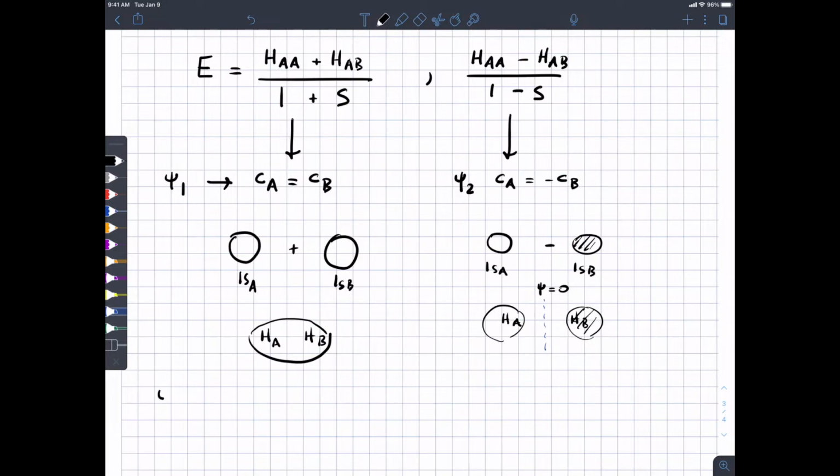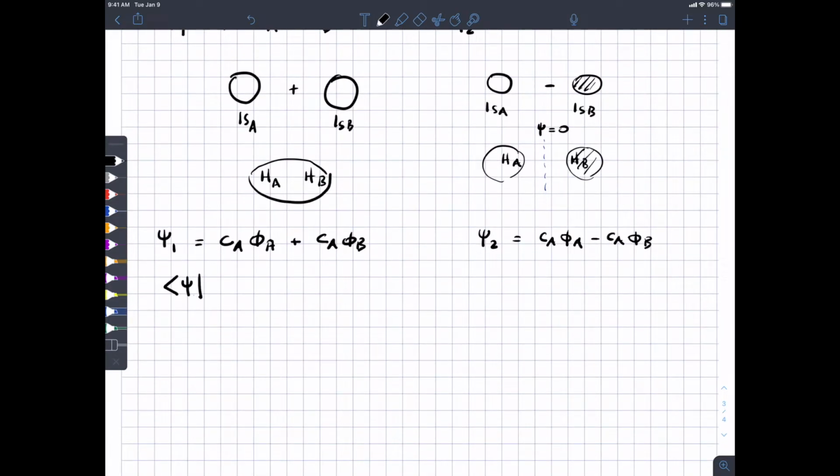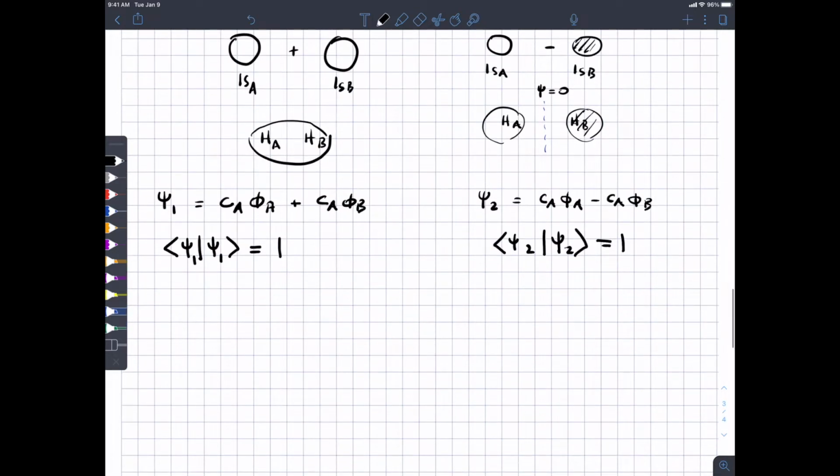Now, if you want, then you can let the first orbital that we made, we're going to call it Ca times phi A plus Ca times phi B, because Ca equals Cb. And then our second orbital is going to be Ca times phi A minus Ca times phi B. If you do that and then set those integrals equal to 1, we're not going to do that in class, but if you do that, you can actually get values for what those coefficients should be. In the lowest energy orbital, it turns out to be something like this, where S is the overlap integral, and that's also equal to Cb.